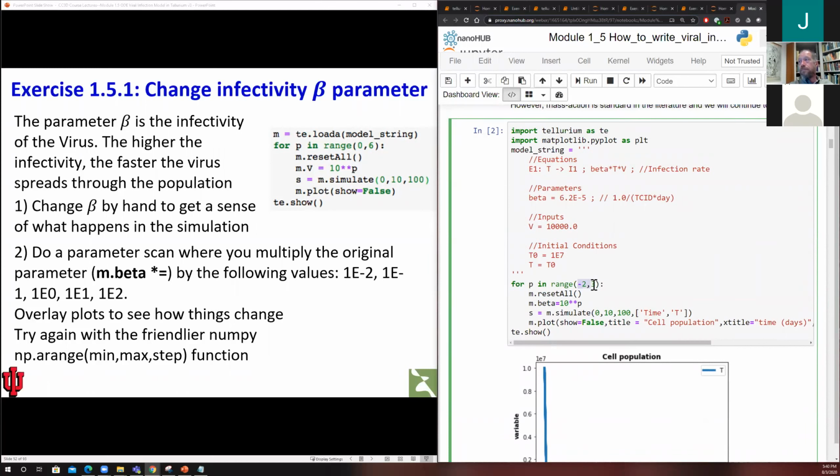So let me do it a different way. Let me say for p in range 0, 6. You guys can work this out yourself. You don't have to follow what I'm doing. I'm probably making a mess. I will say to begin with, let's see, I want m.beta to be 10 to the minus 2. Josh, that's actually a little more complicated perhaps than we thought. Okay, so we've got the m.v. I'm going to use a range to do it, but you can do it any way you like.